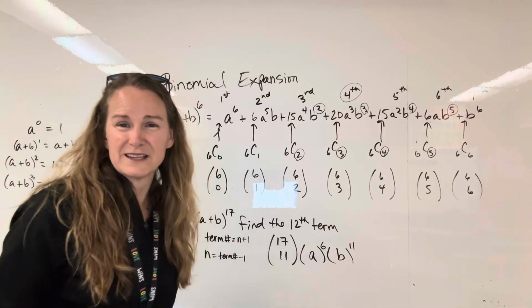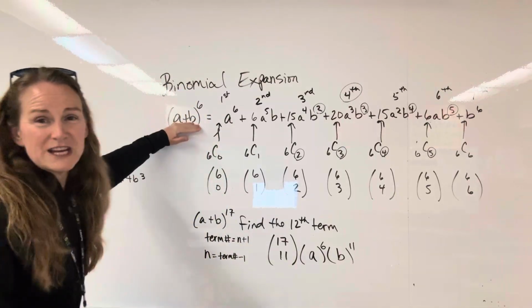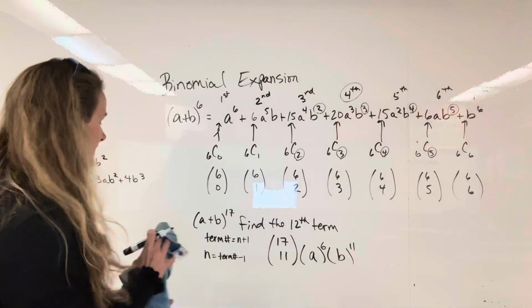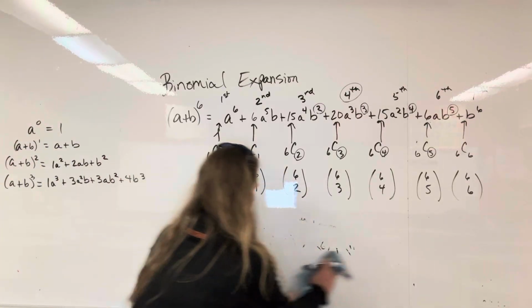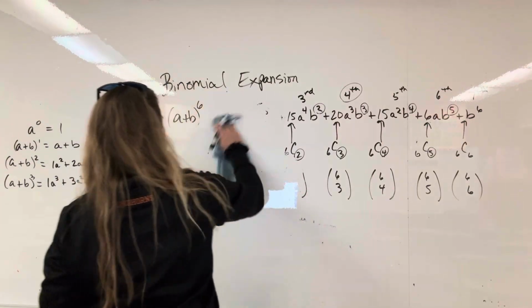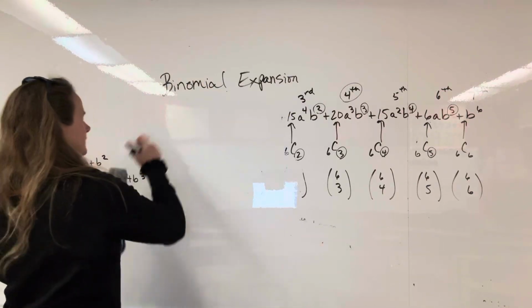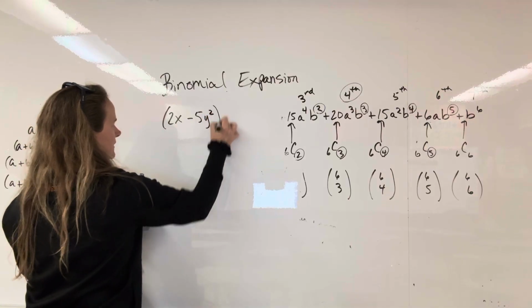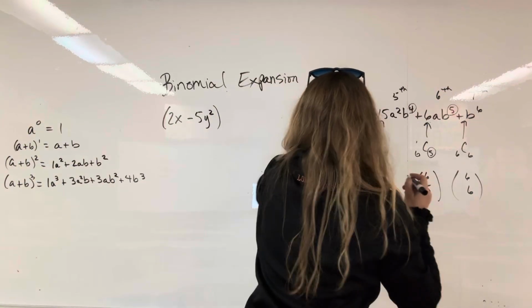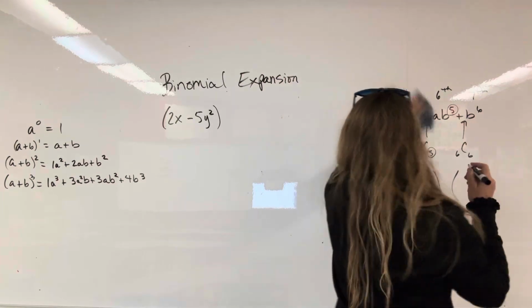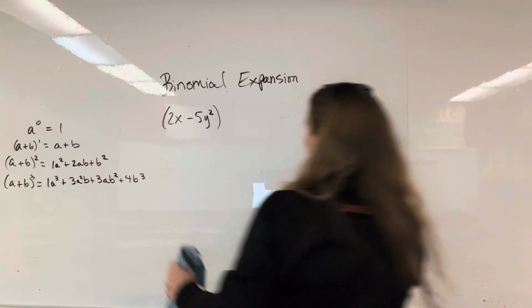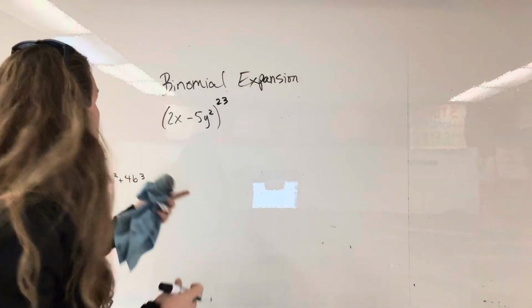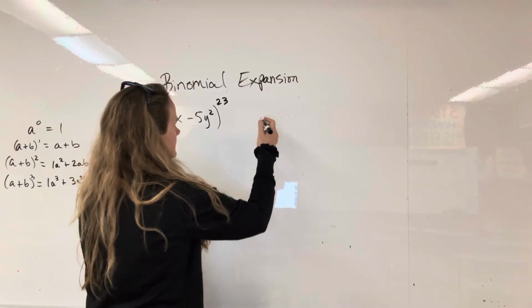Now, the only time it's going to get a little bit funky is they're going to change what A and B are. So instead of A just being A and B being B, what are they going to do? Oh, they're going to do this. Are we ready? They're going to say, hey, let's have (2x minus 5y squared) raised to the power of like 18, or like 23, and they want the, find the 9th term.